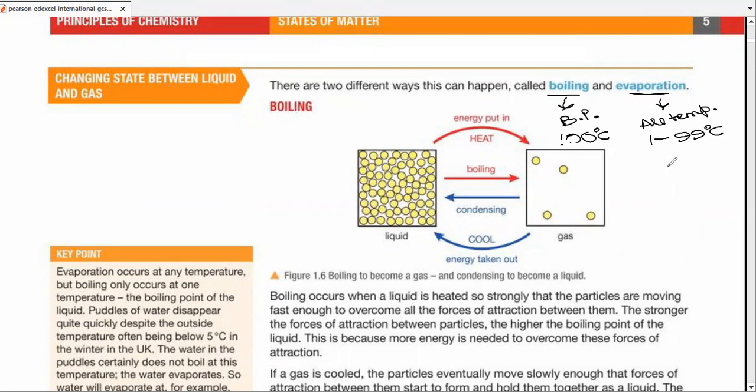Boiling occurs at a specific point, we call it boiling point. Evaporation occurs at all temperatures. What happens to the state of matter is pretty much the same for both. Clear enough? Yeah. Okay, so moving on.